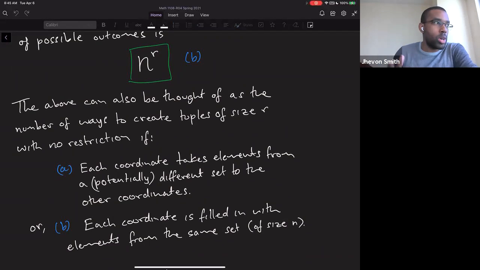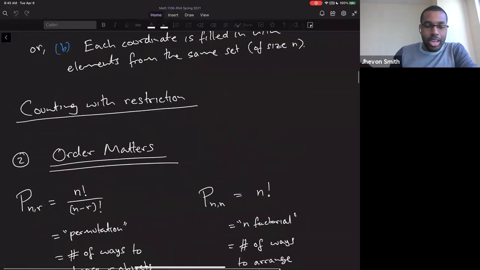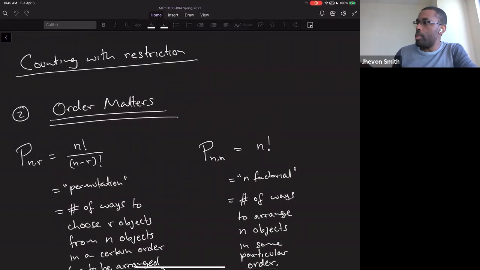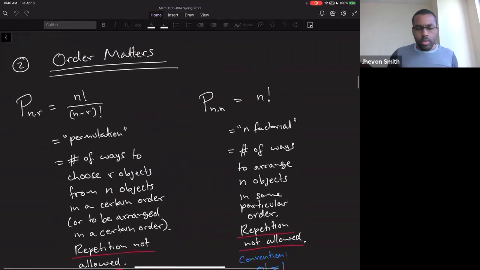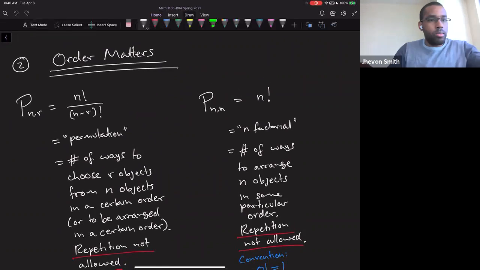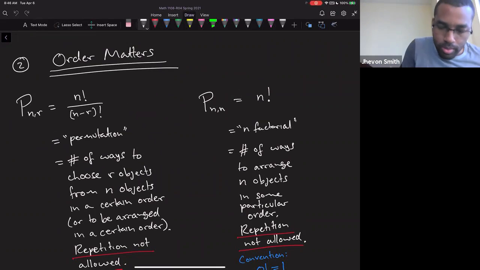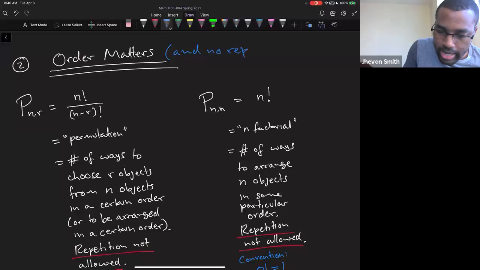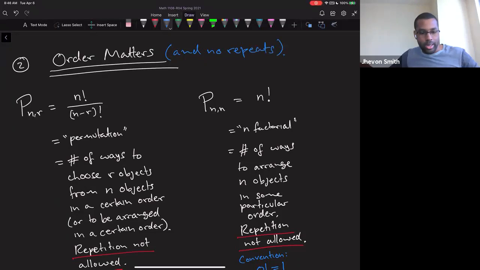There are going to be times when we're going to want to think about certain situations in terms of tuples, as well as certain situations in terms of sets. And it's going to matter later. Counting with restriction is very important. A very popular restriction is no repeating, which both of the later ones I showed you deal with. But there's one where order matters, and no repeats. I did write that down later on, but it's nice to introduce that here.